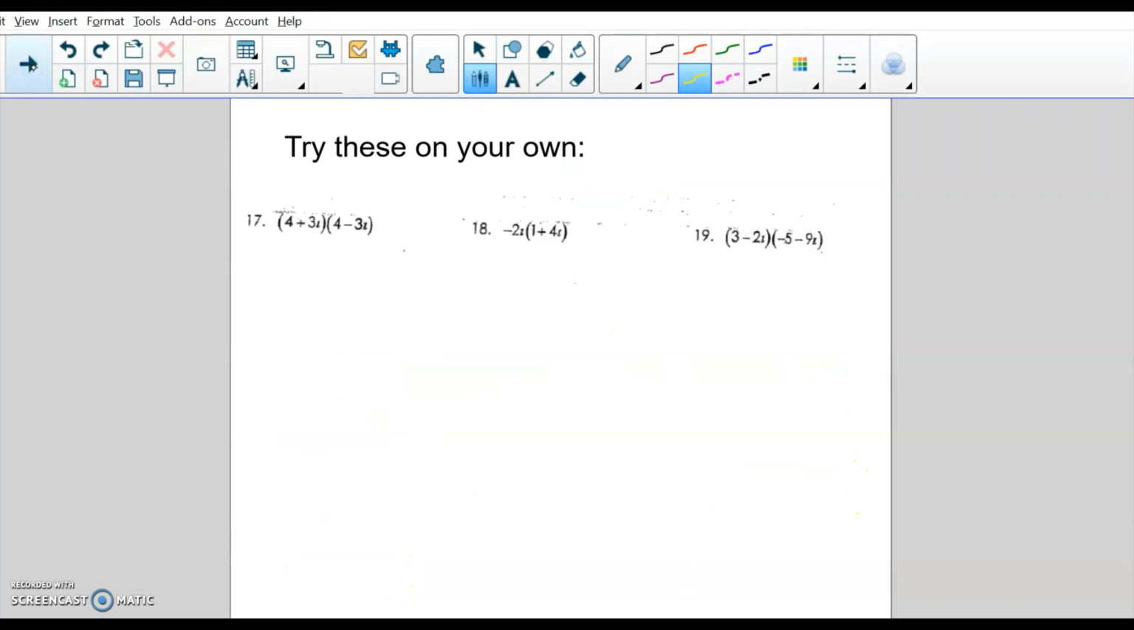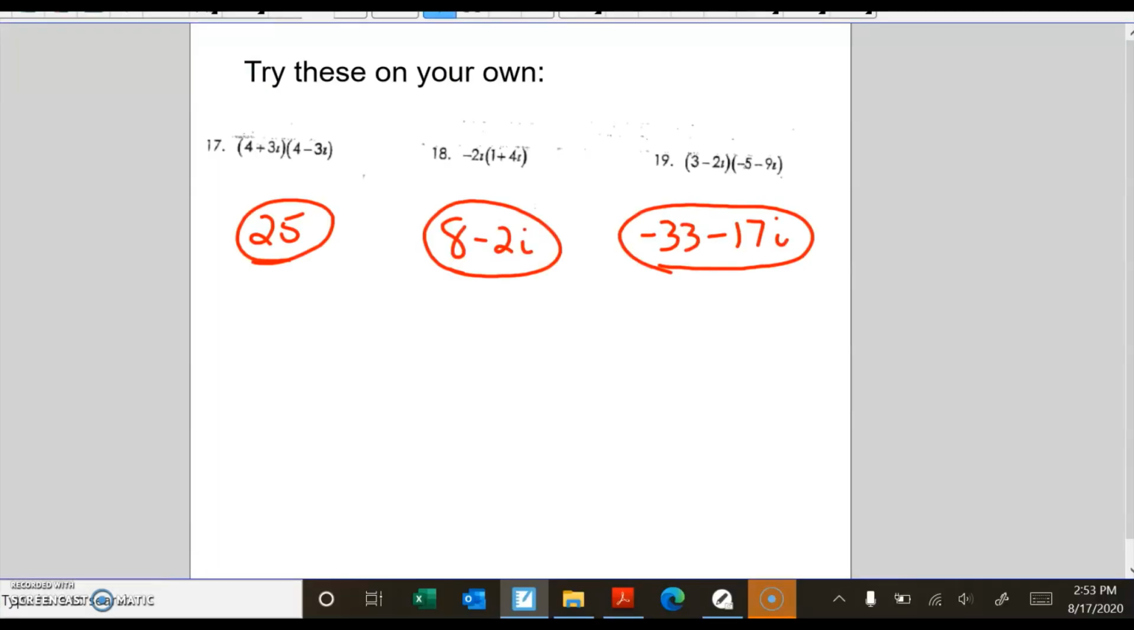Why don't you guys try one of these three? You pick whichever one you want to try. I'm going to pause the video. You pause the video. I'm just going to put the answers up here, and then you can check the one that you're working on. All right, so you should have had an opportunity to try one of these three problems on your own. At this point is a time to ask a question and let me know what you want to ask me about.